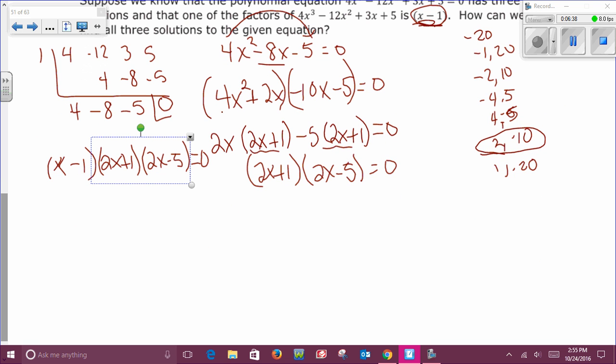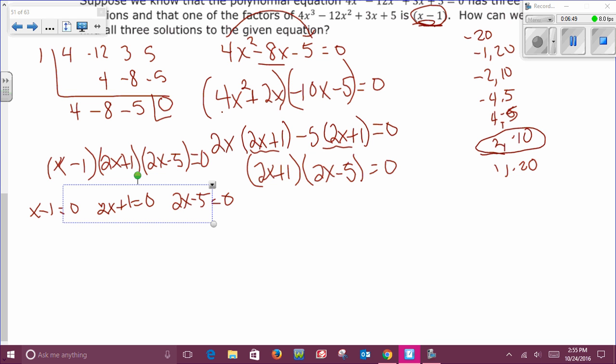So now I need to keep working with this and set each one equal to 0. So x minus 1 equals 0, 2x plus 1 equals 0, 2x minus 5 equals 0.